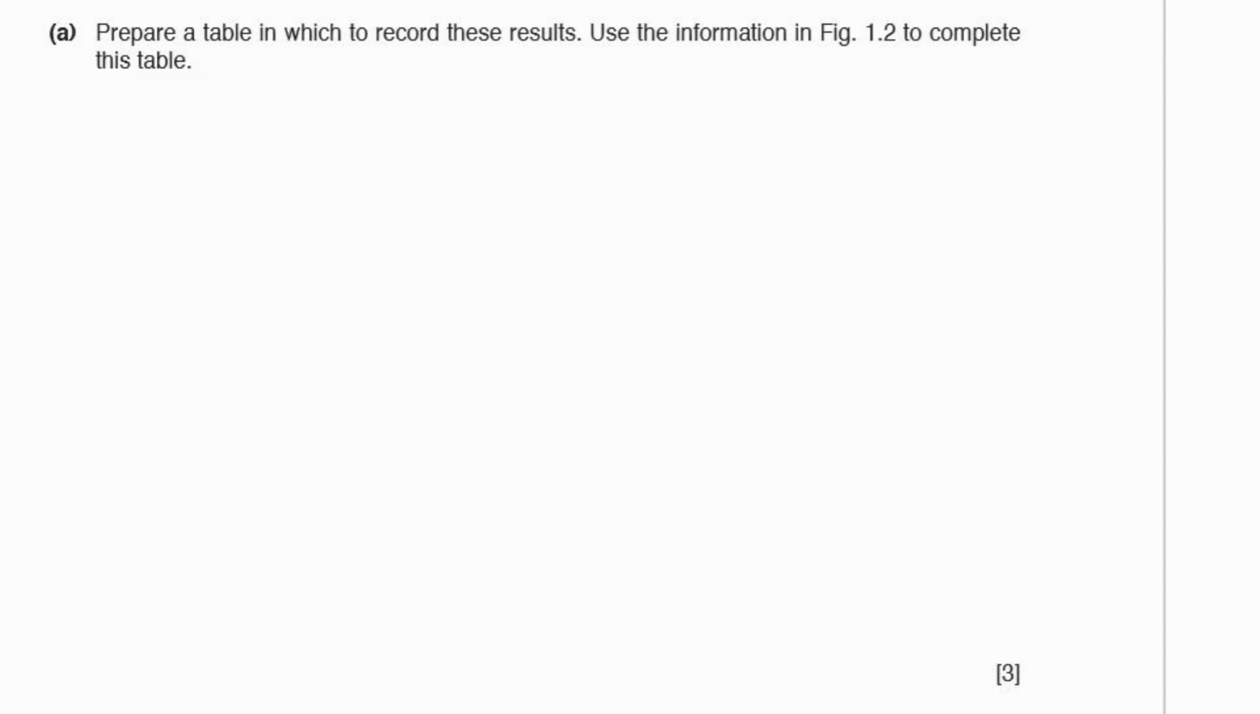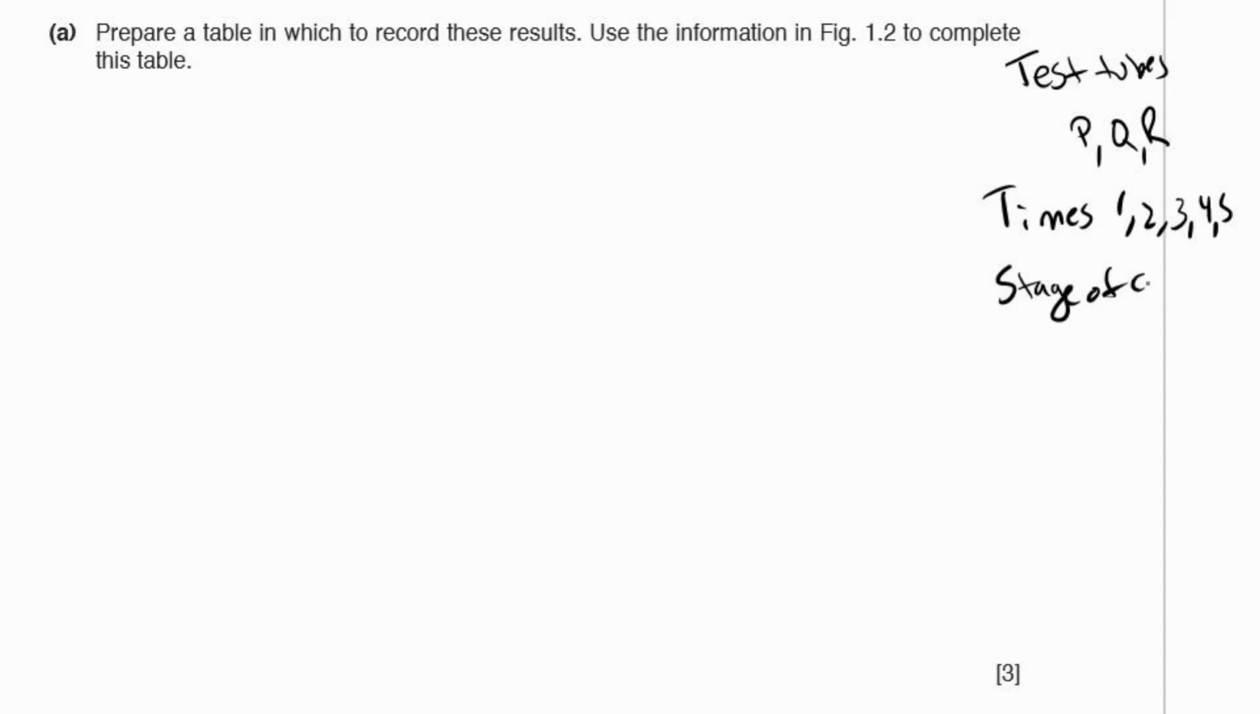Okay, so what sort of information do you need to include? You need to include that there's test tubes, P, Q, and R. This is just my rough working. This is not the answer to the question. Okay, you need to record what happens at times 1, 2, 3, 4, and 5 minutes. And you need to record the stage of clotting, whether it's A, B, or C.